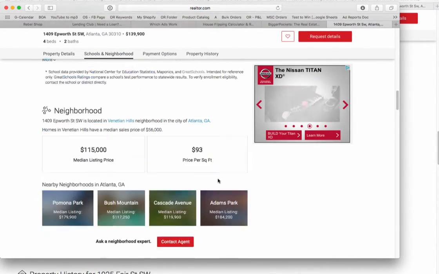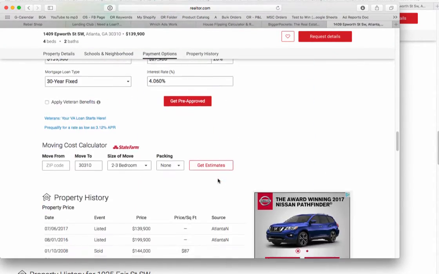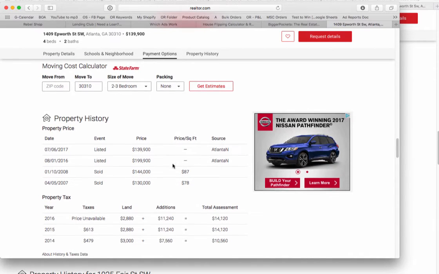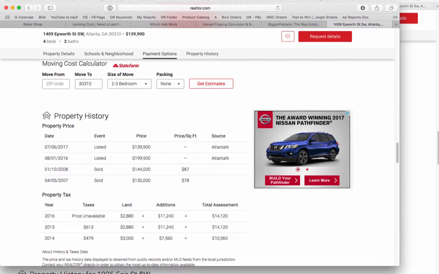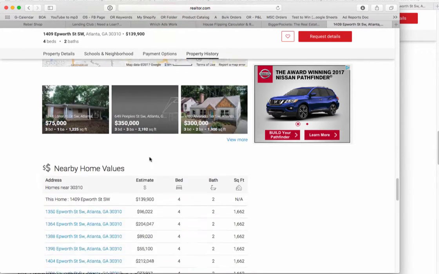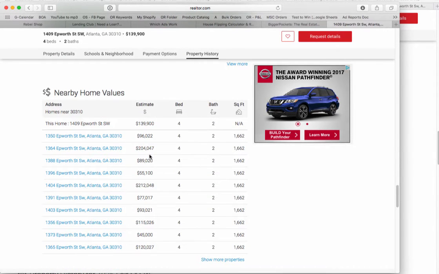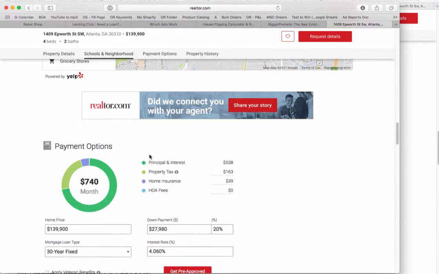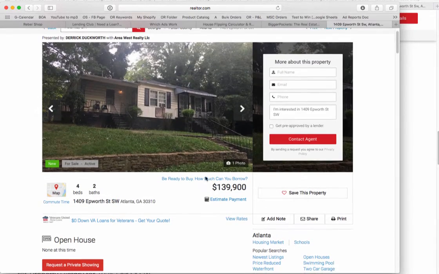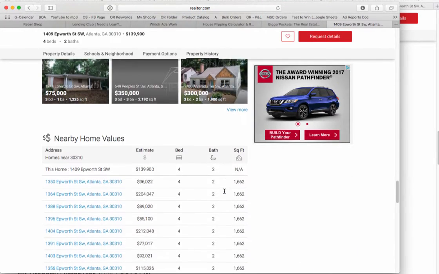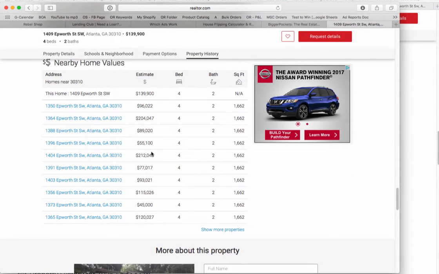If I scroll down, Realtor.com has some nice comps. Comps again are in a specific radius, a few miles away from the home. What are the similar properties selling for? There should be a button that shows you the median listing price. So if the median listing price is 115,000 and this is selling already for 140,000, this is probably not a good example, because it shows you that the highest I could probably sell it for is this much.